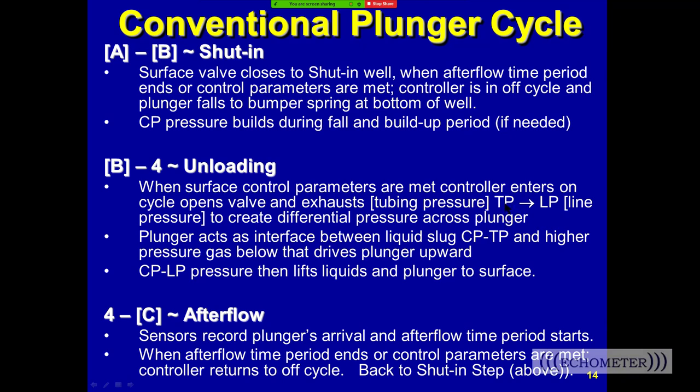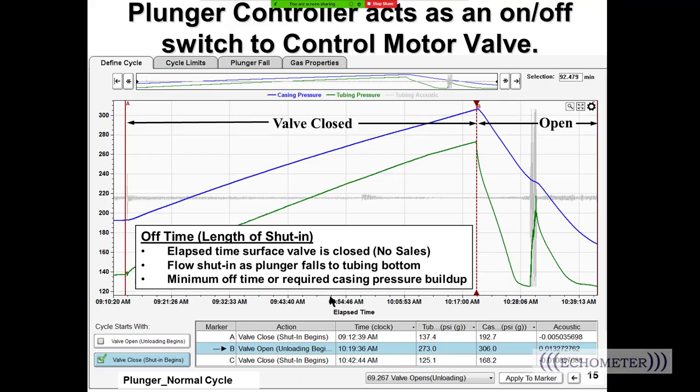Unloading here is talking about when you open the well up, the tubing pressure drops to the line pressure, and that creates that differential pressure. Then the casing pressure minus tubing pressure is the liquid load, and the casing minus line pressure is the energy that lifts the plunger to the surface. So these pressures are something that we need to consider when we operate a plunger lift well.